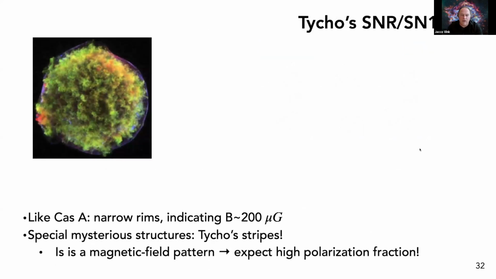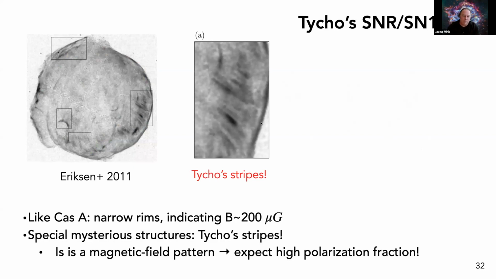Then we went to Tycho, and you may know from Tycho that apart from these very thin filaments at the shock front, there are also these Tycho stripes. They look like a sort of regular pattern, maybe induced by cosmic rays. And you can imagine that this must have a high polarization degree, that this tells you the stretching of the magnetic field lines there. So we expected to see this back in our polarization maps.